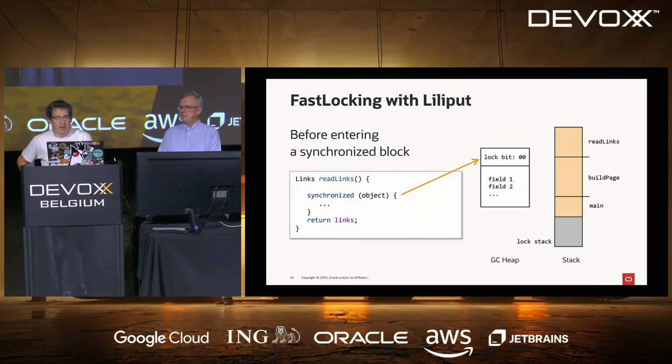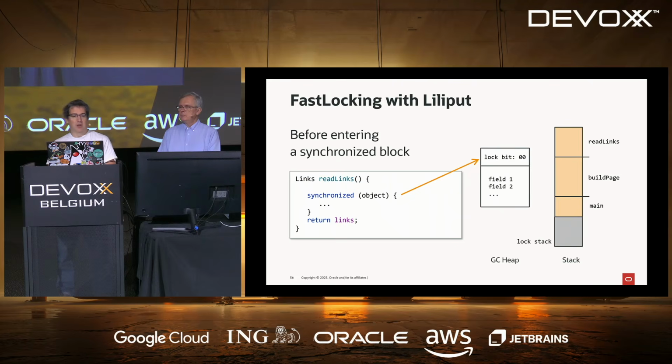One thing that saves us is that at the same time as the Loom project, another project called Lilliput was running. And the goal of Lilliput is to reduce the size of the header. And in order to reduce the size of the header, they had to change the locking algorithm too, which is great. So this is the way it works for Lilliput.